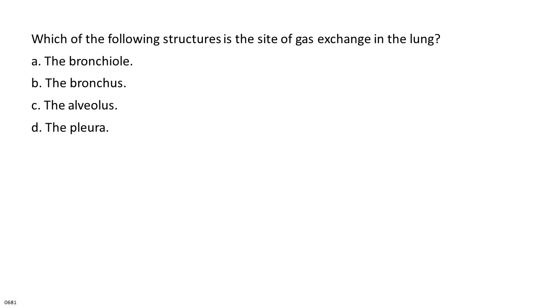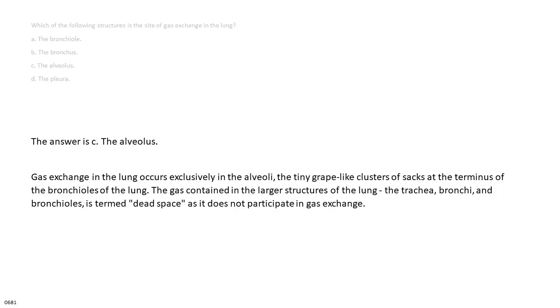Which of the following structures is the site of gas exchange in the lung? A. The bronchiole. B. The bronchus. C. The alveolus. D. The pleura. The answer is C. The alveolus.